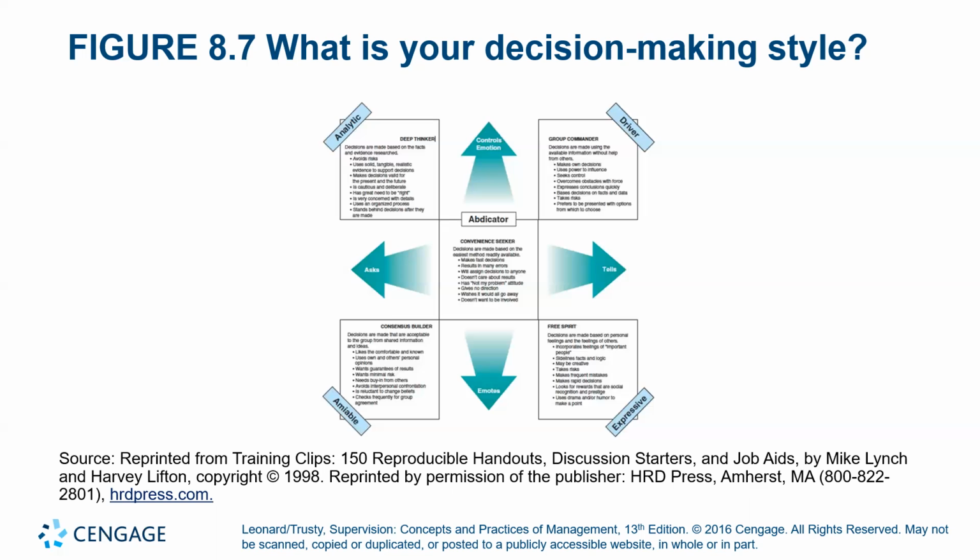Decisions are made based on personal feelings and feelings of others. And someone who asks and is emotive is a consensus builder. Decisions are made that are acceptable to the group. Now, not one of these is always the best. In certain scenarios, we need people to adjust their management and decision-making style to the needs of the situation.